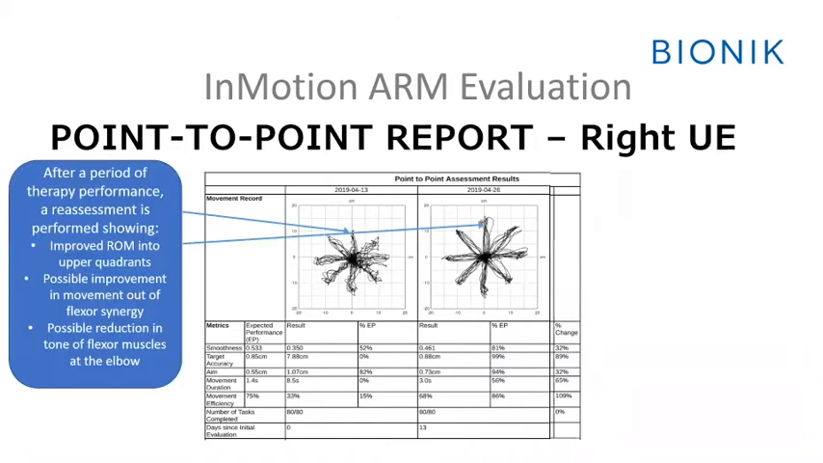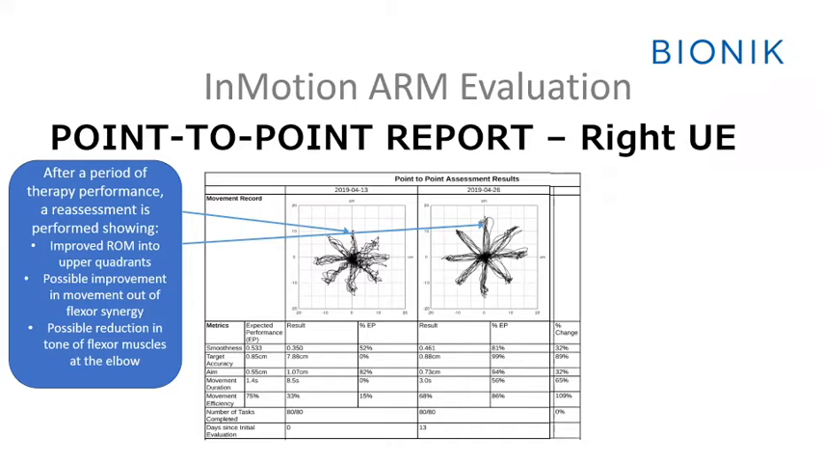In the point-to-point as well, after a period of therapy is performed, we do this reassessment, which shows an improvement into range of motion into the upper quadrants. This could reflect some improvement in the ability to move out of flexor synergy. It could also reflect a possible reduction in tone of the flexor muscles at the elbow, or a combination of both of those factors.